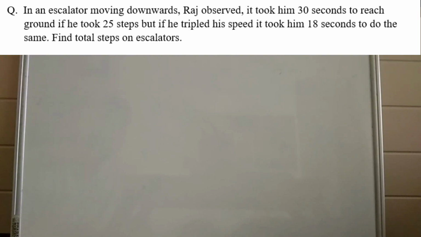Okay, so the next question is: in an escalator moving downwards, Raj observed it took him 30 seconds to reach the ground if he took 25 steps. But if he tripled his speed, it took him 18 seconds to do the same. Find the total steps on the escalator. Again, we have to find the total steps on the escalator.